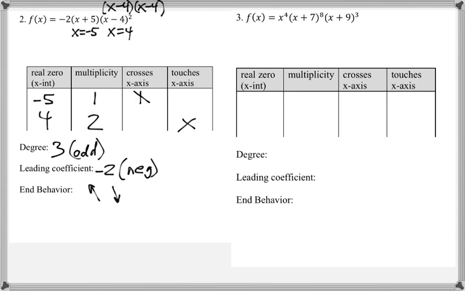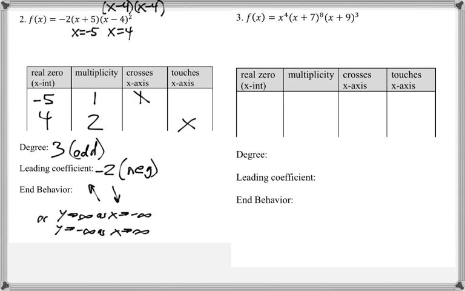It's going to go up as I go to the left and down as I go to the right. Or the other way of writing that is y goes to infinity as x goes to -infinity, which means you go up as you go to the left, and y goes to -infinity as x goes to infinity. So it's going down as you go to the right. Let's look at number 3.